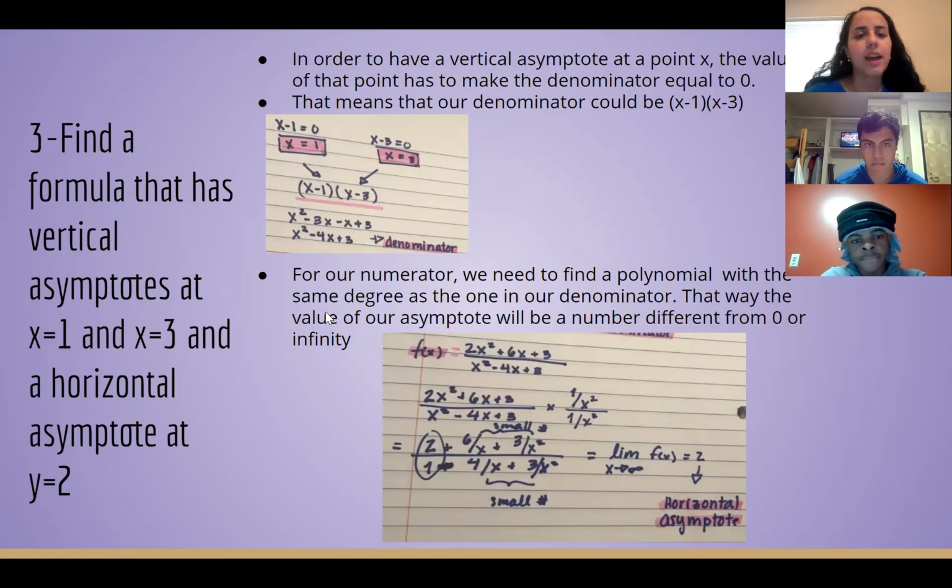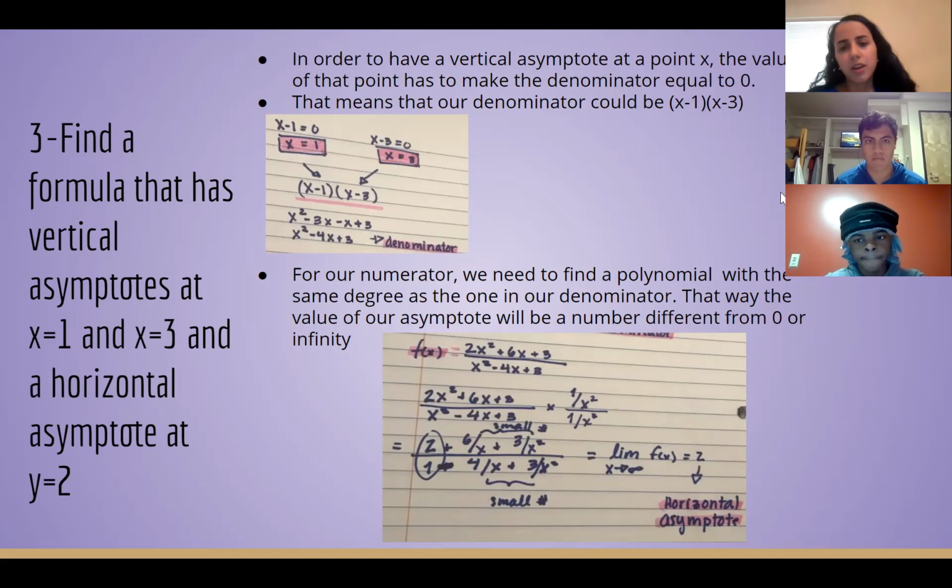Setting the two factors equal to 0, we realize that x equals 1 makes one of the factors 0, and when x equals 3, the second factor will be 0 as well. So those two values of x make the denominator 0 in both cases. We can FOIL that out, and we have x squared minus 4x plus 3 in our denominator.